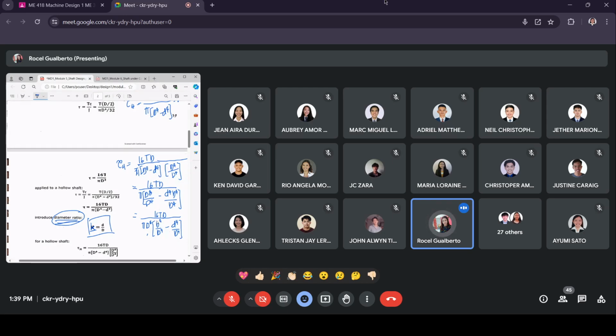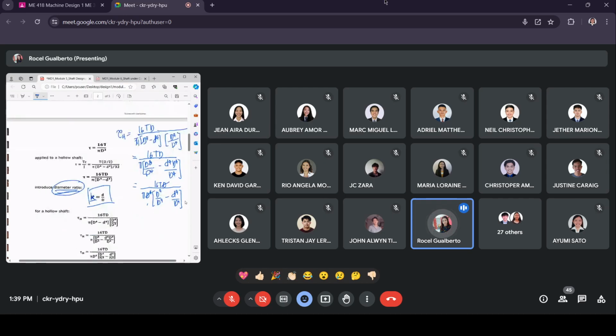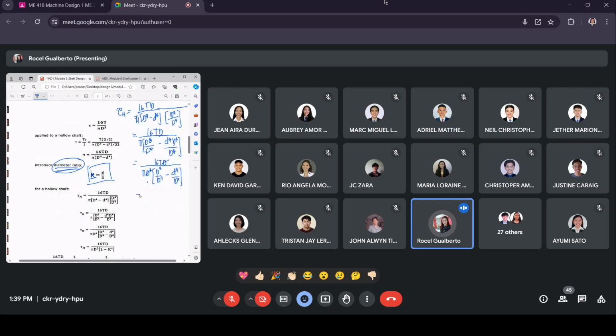Okay, so we can have this, then by comparing the x cube, simplified, we come up now with 16T over pi D cube. We have cancelled out the d, leaving here d cube. So inside the parentheses, this is d to the 4th over D to the 4th, that is equal to 1 minus small letter d over big letter D, and that is just the same as this k.